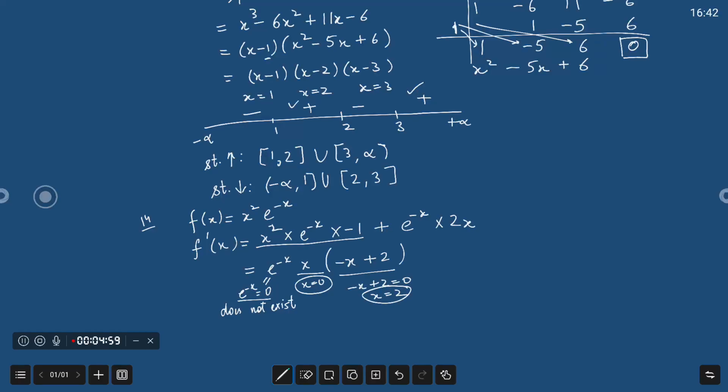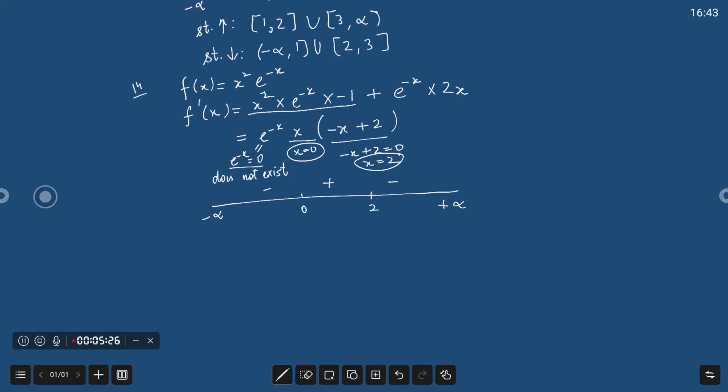Now let's plot them on the number line. So it is 0 and 2. This is minus infinity and this is plus infinity. Now if you look at the coefficients of x, only look at the coefficients of x. One is positive, one is negative. That means overall is minus. So the rightmost interval will be minus, plus, minus.